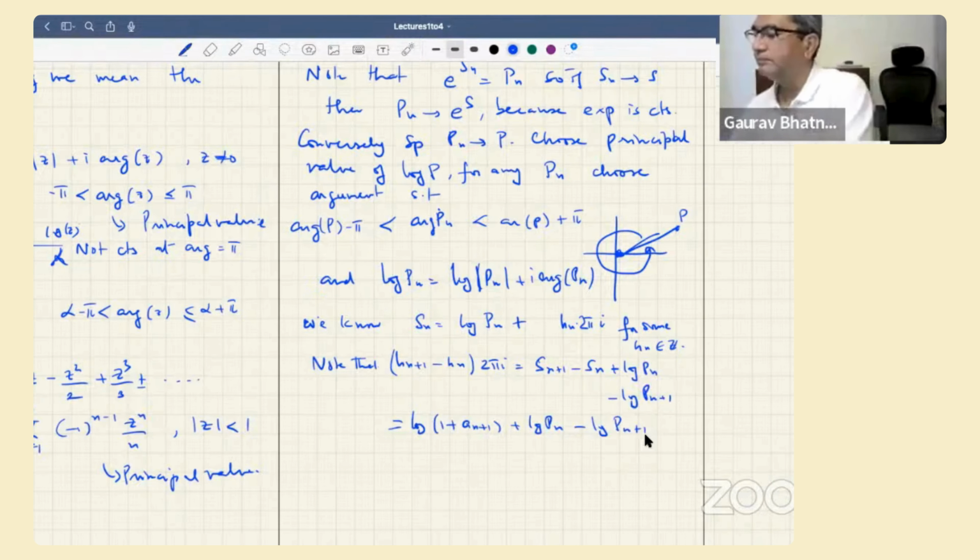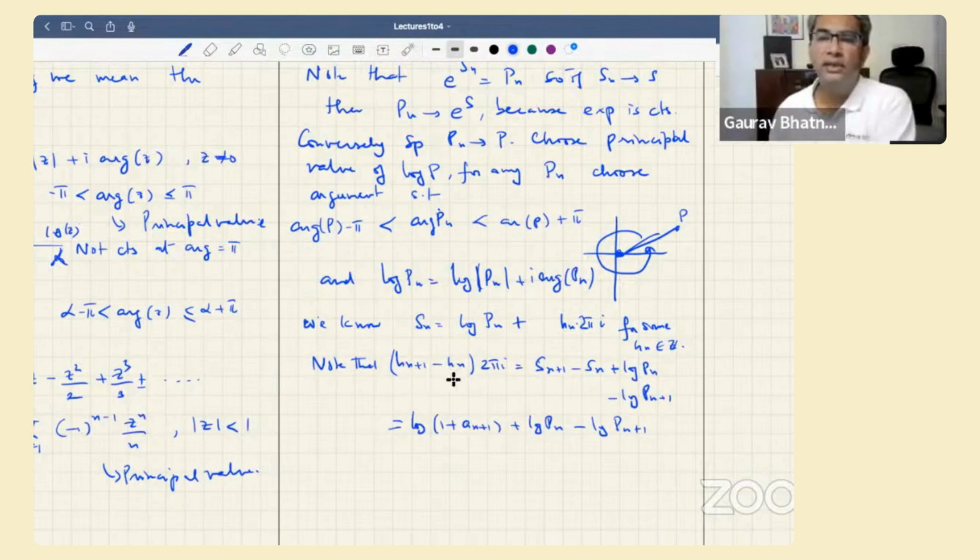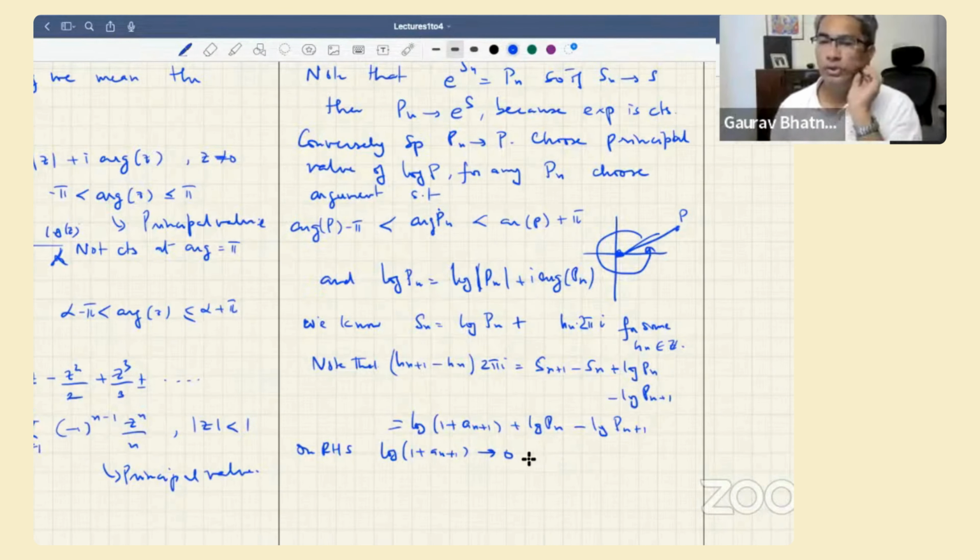Now let's just look at the argument on both sides. This side is just (h_{n+1} minus h_n) times 2 pi. On the right-hand side, the term log(1 plus a_{n+1}) goes to 0, and so of course the argument of 1 plus a_{n+1} goes to 0 by our previous theorem.